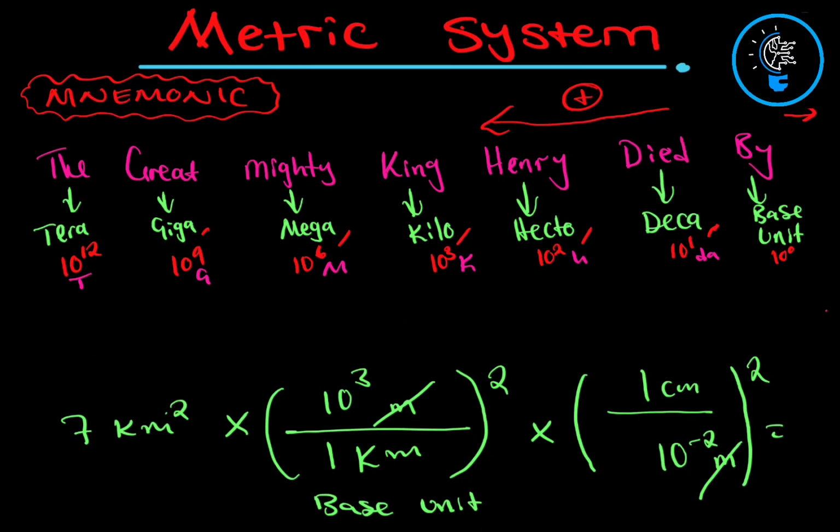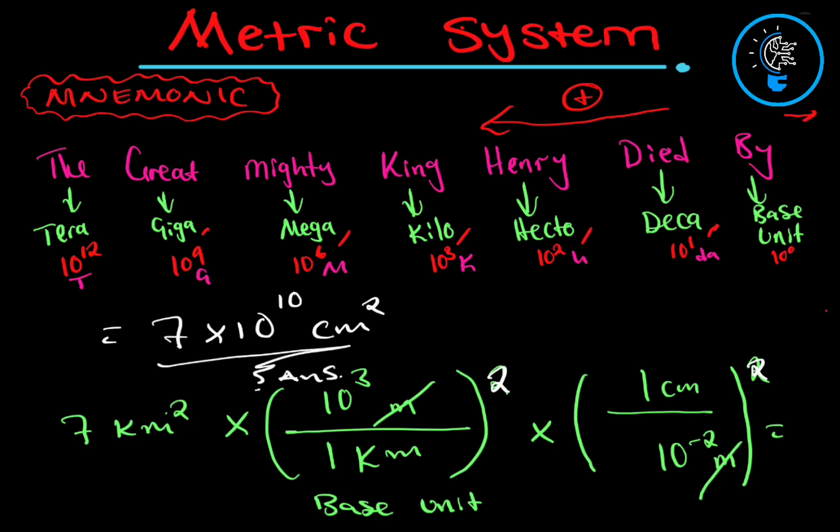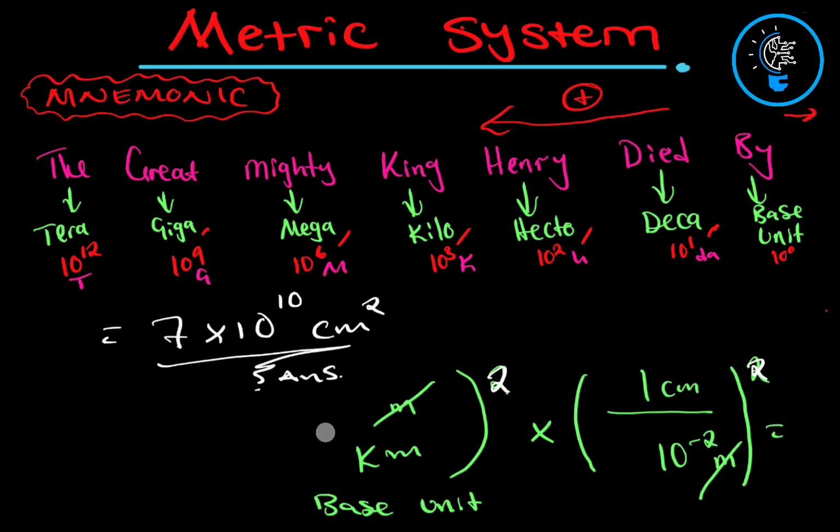Let's punch that into our calculator and see the value that we are getting. I'm getting the value of 7 times 10 to the power 10 centimeters squared. Please don't forget we have a square there. You need to consider it when punching it into your calculator. So this one will be your solution for that particular question. Okay, let's do another example.